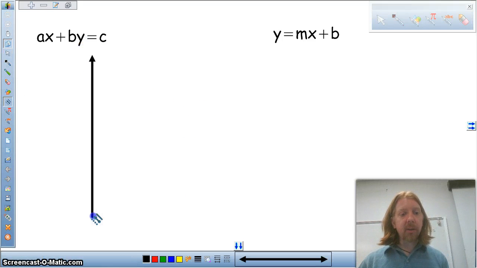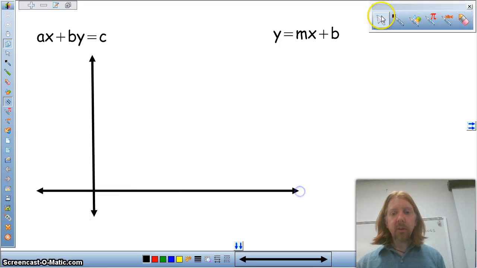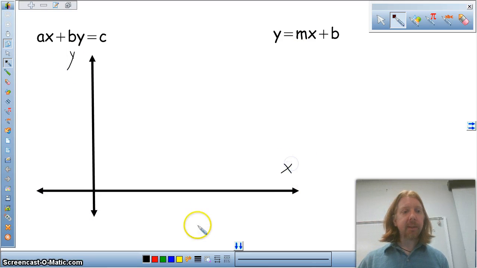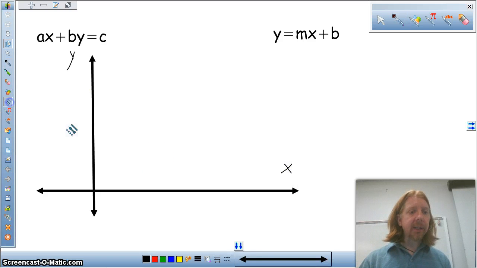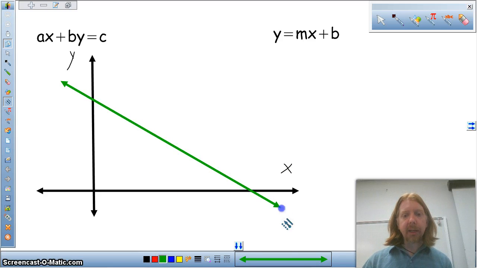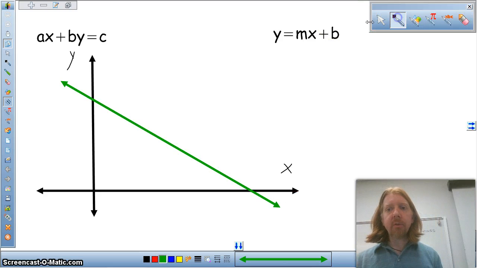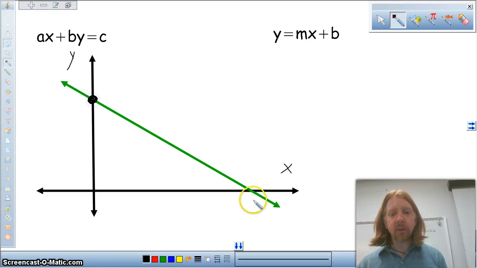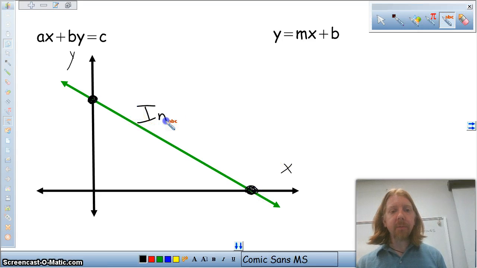Now, when we talk about the intercepts, here's my axis. So this is my x and my y. I'm going to go ahead and put a line on here, we'll do it in green. So there's my line, and it's going to cross the axes twice. We call those points the intercepts.